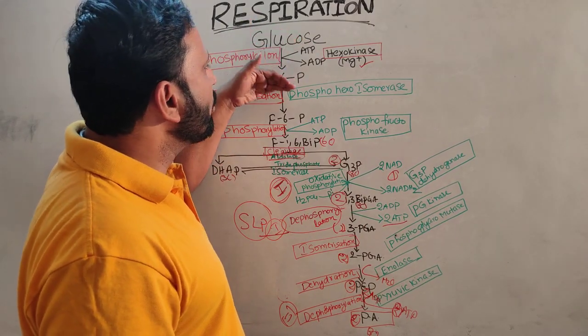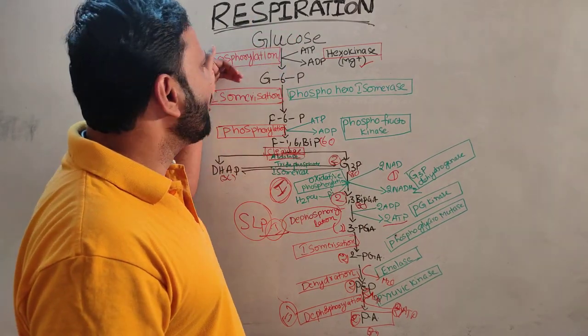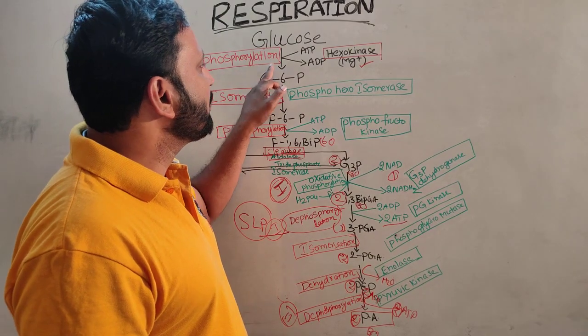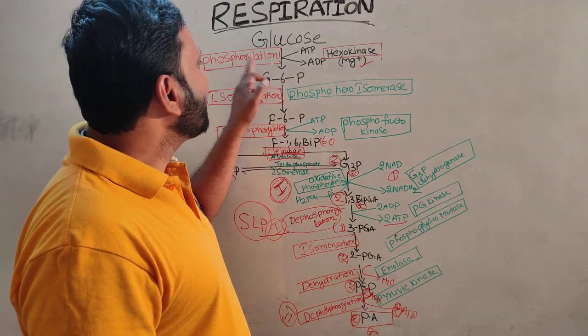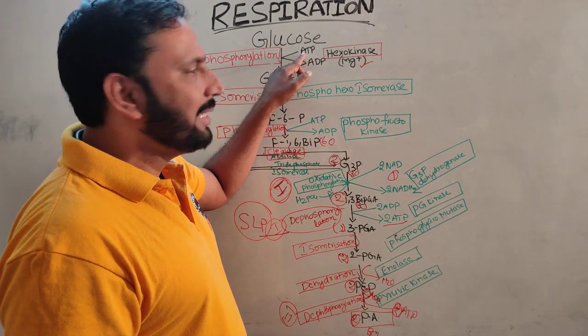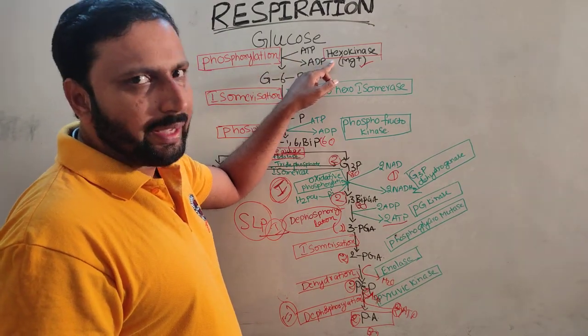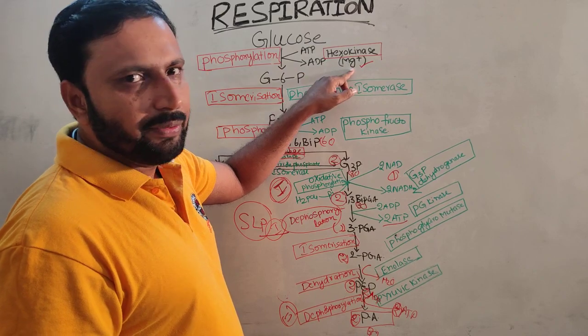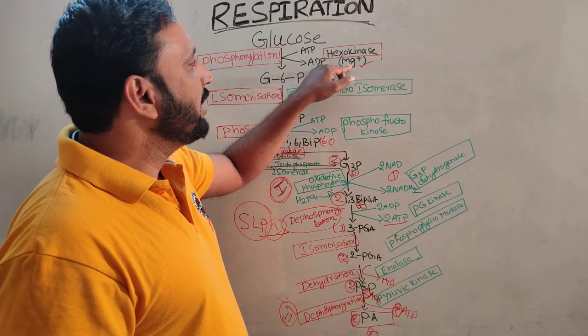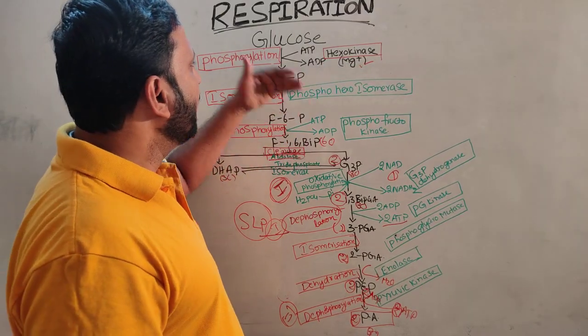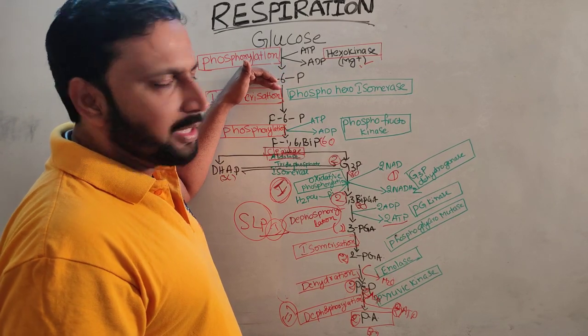Glucose is converted into glucose 6-phosphate because of phosphorylation. Here the phosphate is added. The phosphate donor is ATP. ATP is converted into ADP. For that the enzyme is hexokinase. Hexokinase is activated by magnesium ion, so magnesium ion is required. Then glucose 6-phosphate is formed.